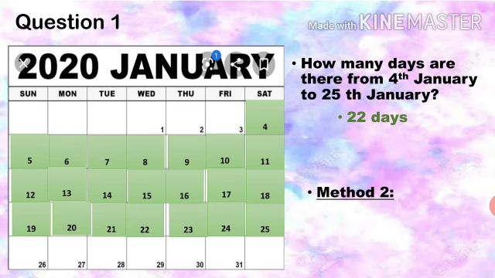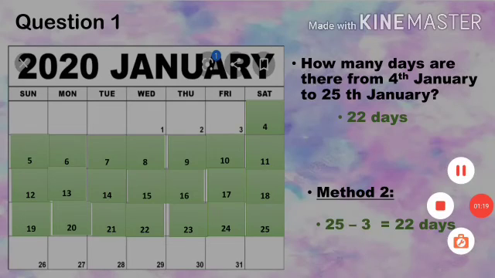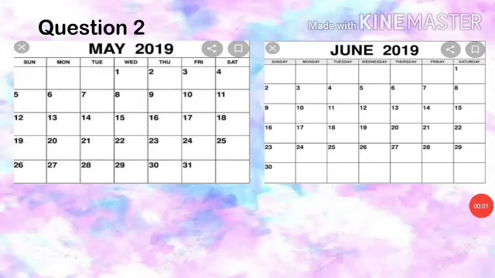But actually you have method 2 also. In method 2, what you can do is, from the last date given, here 25th is the last date given, right? From 25th, you can subtract the date before the given date. The given date is 4th. So if you subtract 25 minus 3, which is 22 days. So like that also you can find the answer, either by subtraction or by counting the days, as it is given in the same month. Is it clear, children?